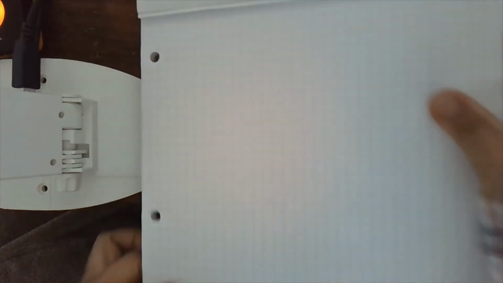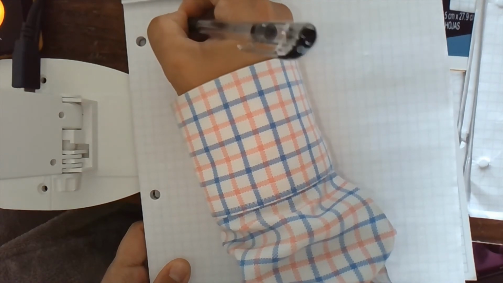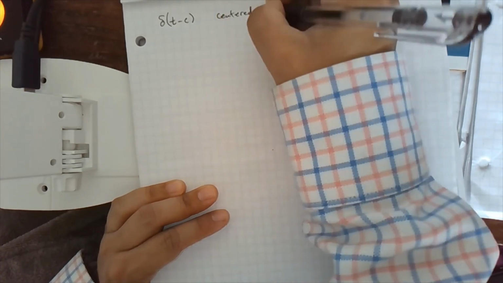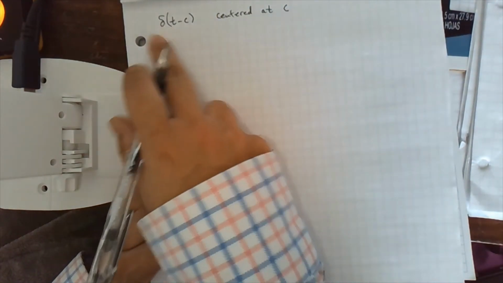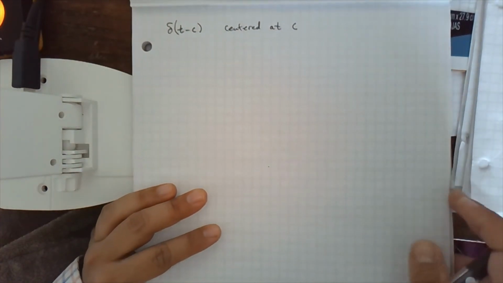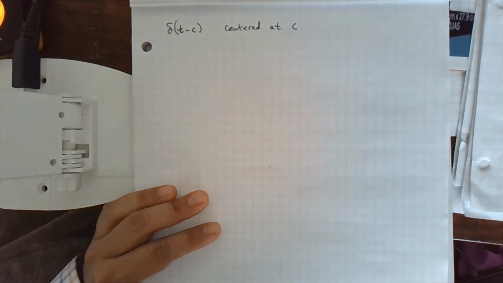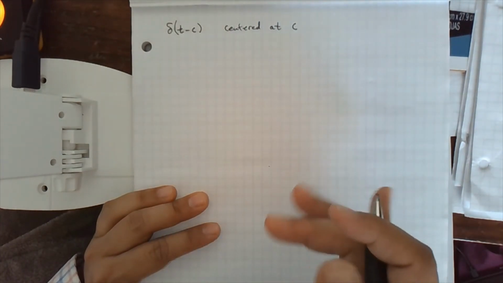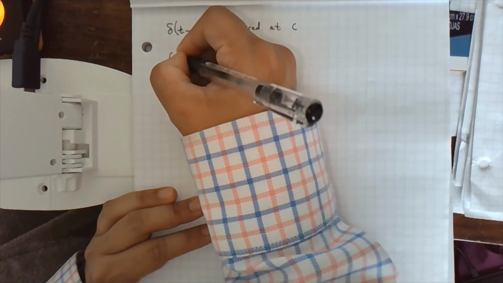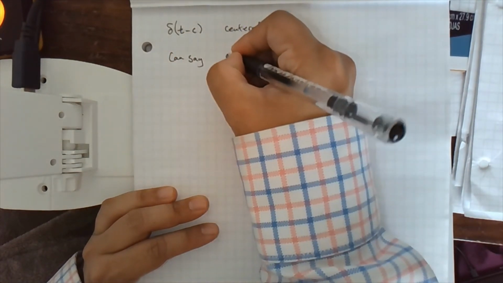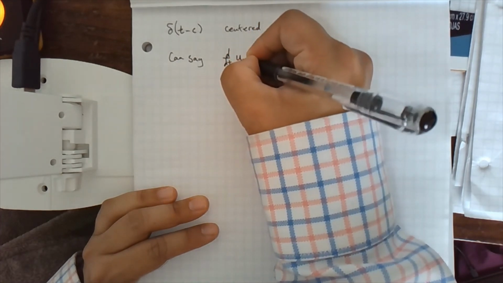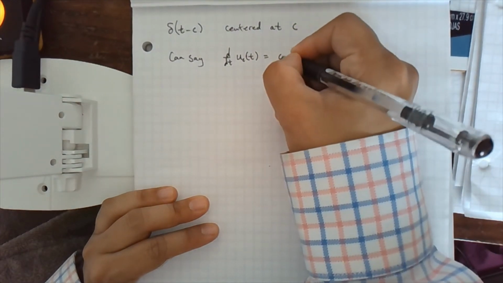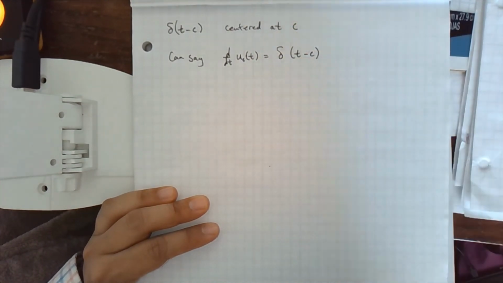Well, now that we've defined delta of t, we can define delta of t minus c, which is just the same thing, but we're centered at c now, instead of 0. So this function is 0 everywhere except c. We don't define it at c. You can sort of think of it as being infinite at c, and then the integral over the whole real line is still 1. And now we can say this, that the derivative of the unit step function that changes at c is the delta function centered at c.